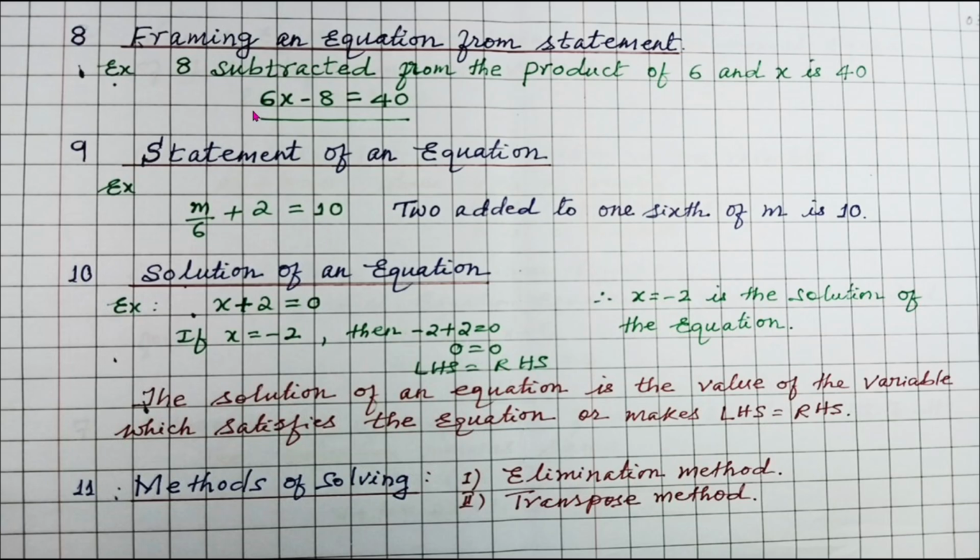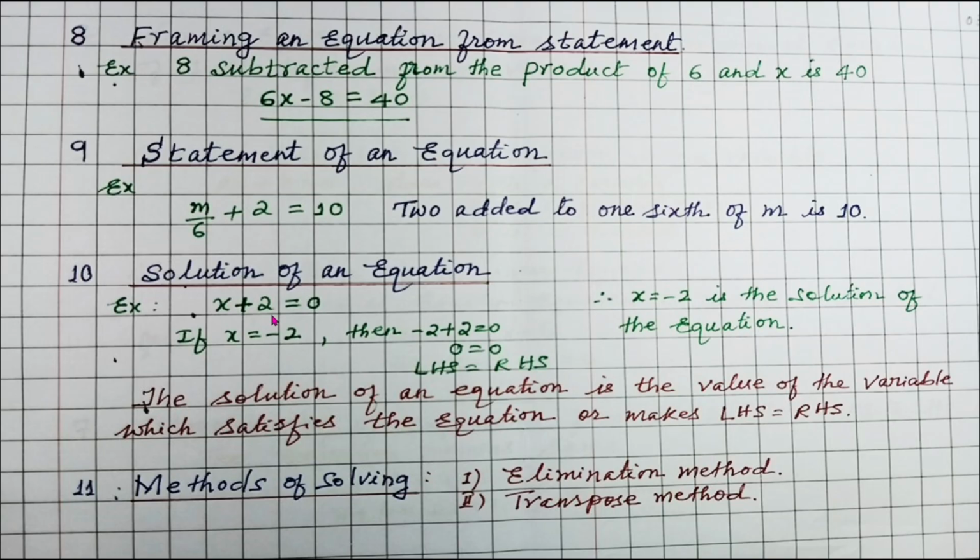You should be very good in framing equations, because that is the basic requirement in calculations in algebra. The solution of an equation. Let us understand this. x plus 2 equal to 0. If I put x is equal to minus 2, then minus 2 plus 2 becomes 0. LHS will be minus 2 plus 2, which is 0. RHS is as it is, 0. So 0 is equal to 0. LHS is equal to RHS. Once LHS becomes RHS, then x equal to minus 2 is known as the solution of this equation.